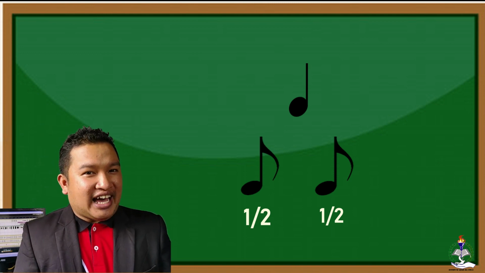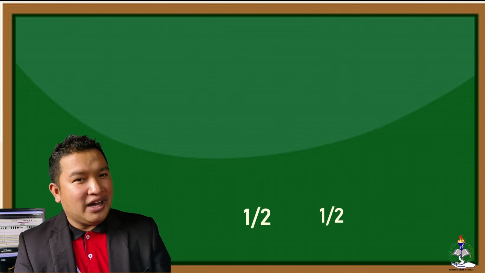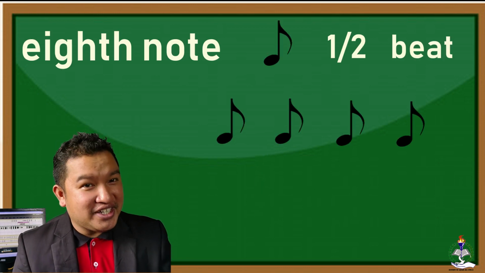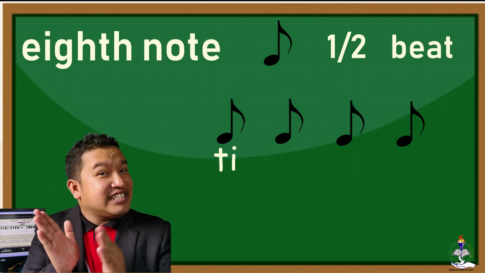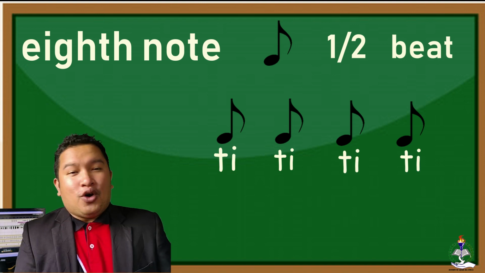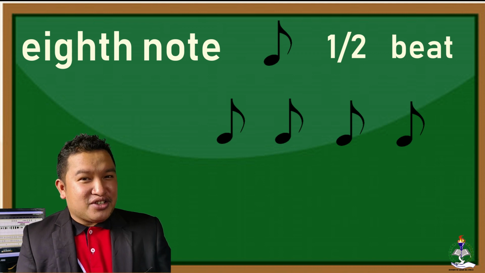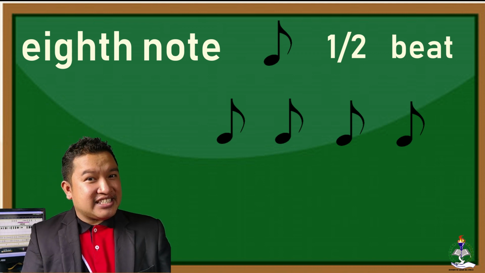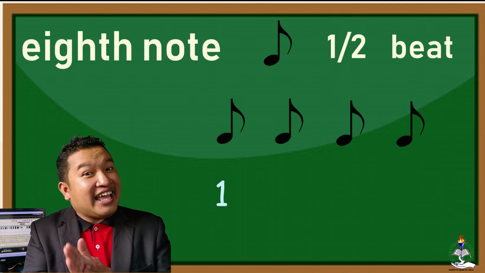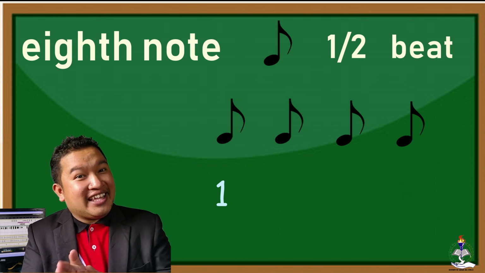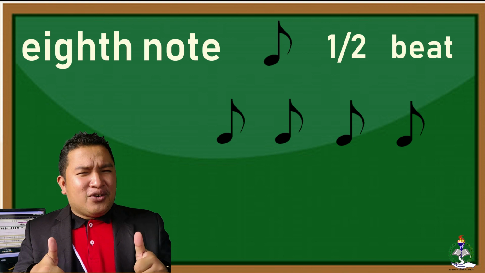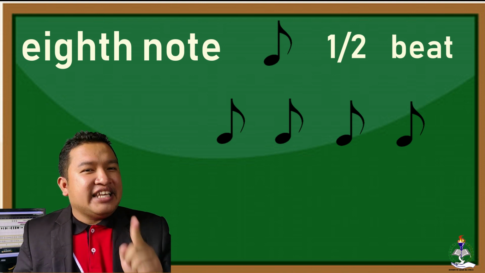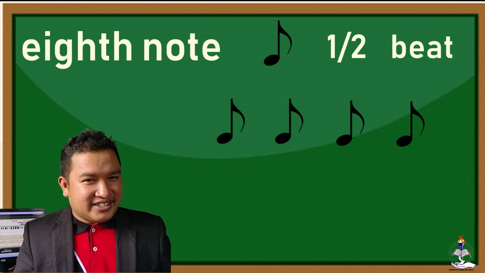Okay, watch as I do it. 1, 2, ready, go. TT, TT, TT, TT. Or just simply count 1 and, such as 1 and 1 and 1 and 1 and. Did you understand? Of course, very good. Now, let's do it together.